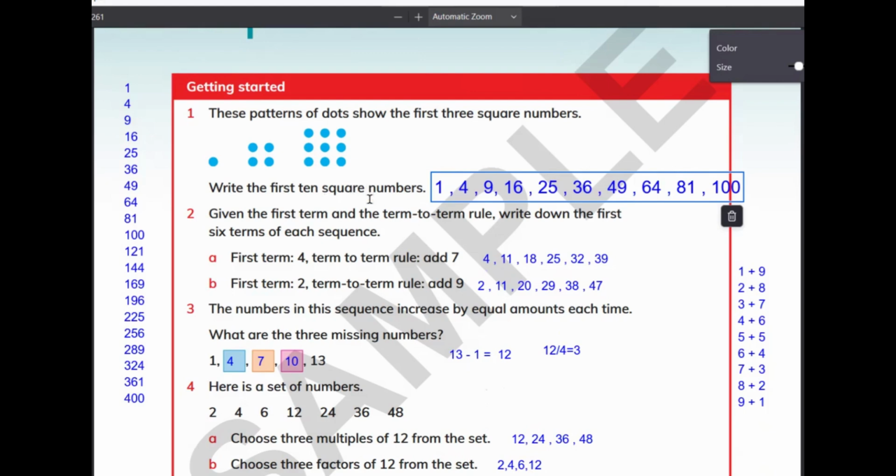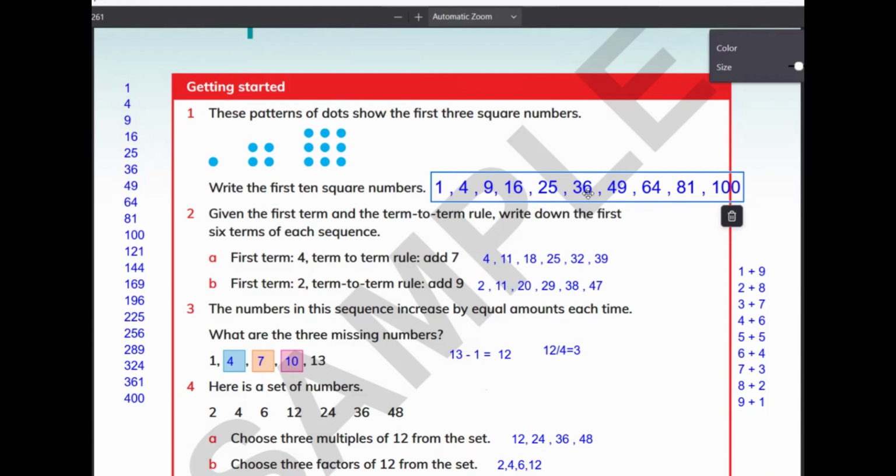When they say the first square numbers, we start from 1. 1 times 1 equals 1. Then 2 times 2 is equal to 4. And 3 times 3 is equal to 9. And 4 times 4 is equal to 16. And 5 times 5 is equal to 25. 6 times 6 is equal to 36. And 7 times 7 is equal to 49. And 8 times 8 is equal to 64. 9 times 9 is equal to 81. And 10 times 10 is equal to 100.